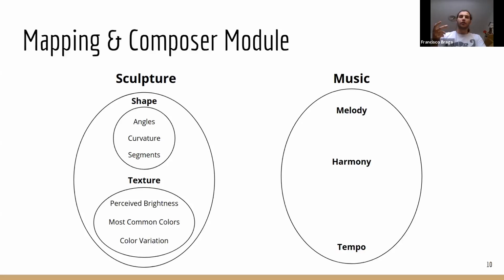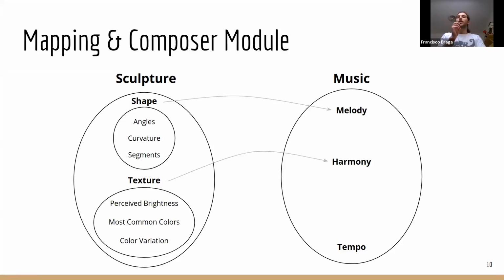the texture also gives context to the shape. If we have a certain shape, a cube, painted red, it will be completely different than when painted black. So considering this, our first association was from the texture to the harmony and the shape to the melody. This is not a strict association though.